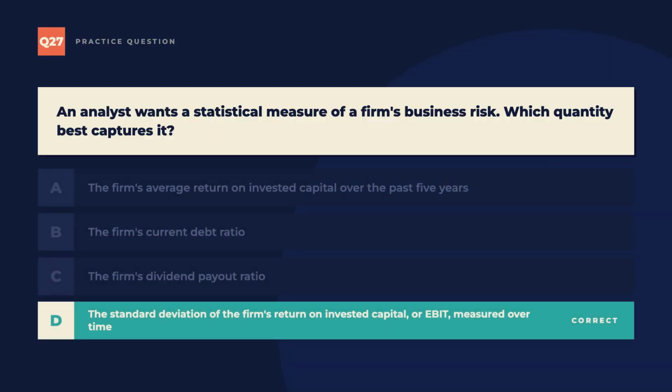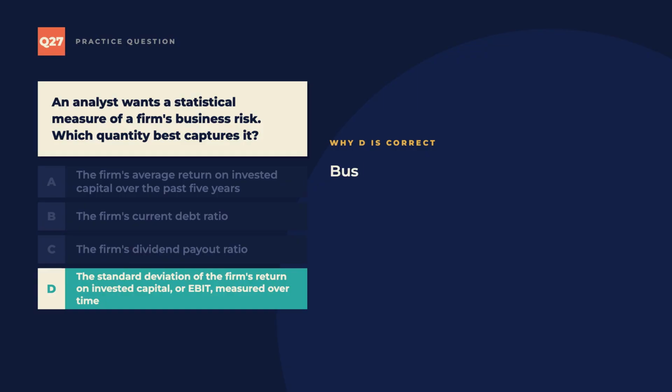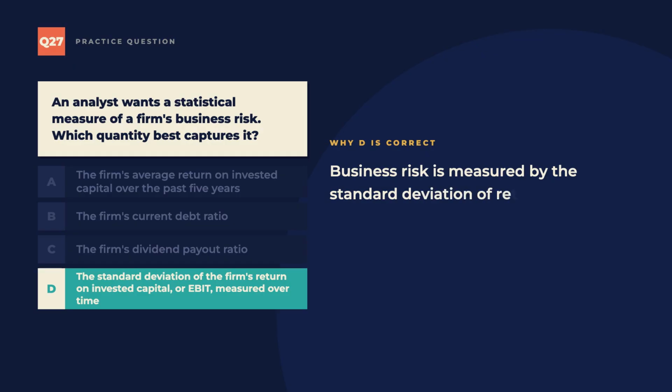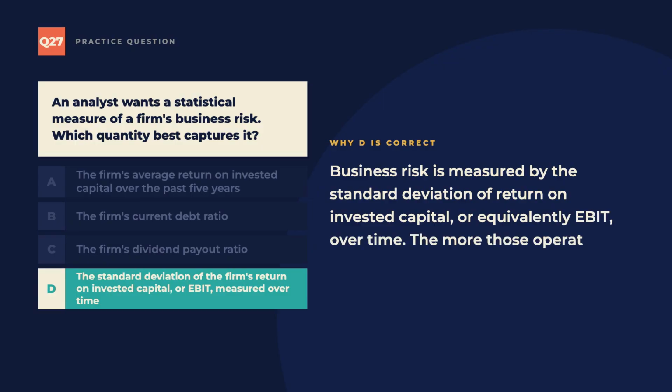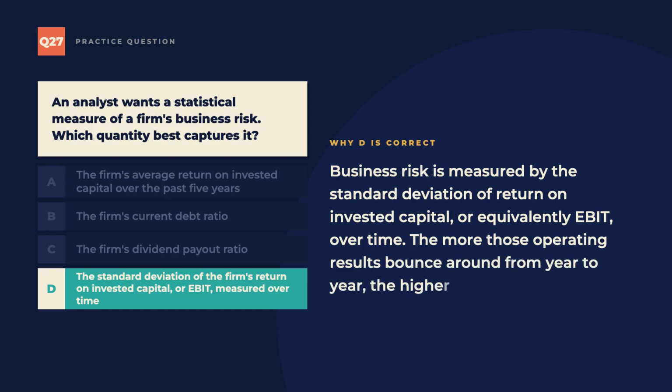The correct answer is D. The standard deviation of the firm's return on invested capital, or EBIT, measured over time. D is correct because business risk is measured by the standard deviation of return on invested capital, or equivalently EBIT, over time. The more those operating results bounce around from year to year, the higher the business risk.